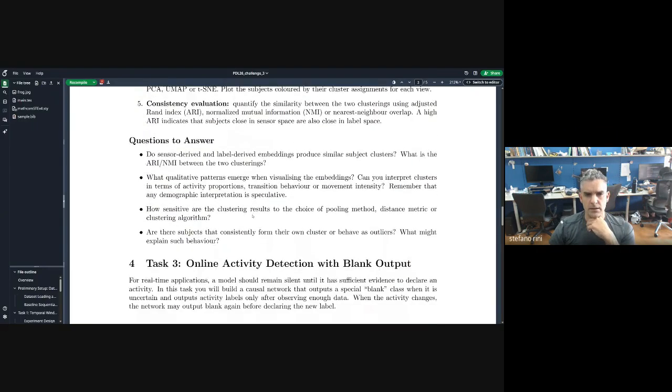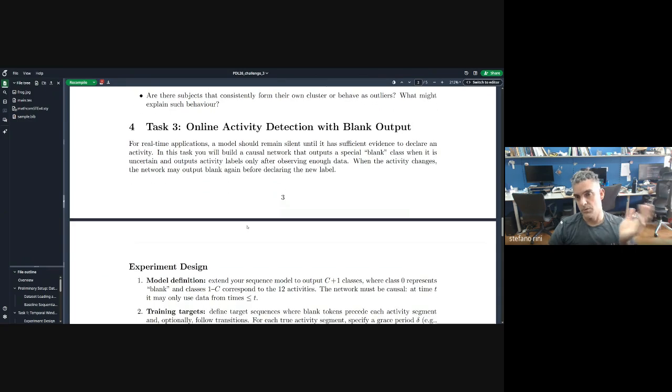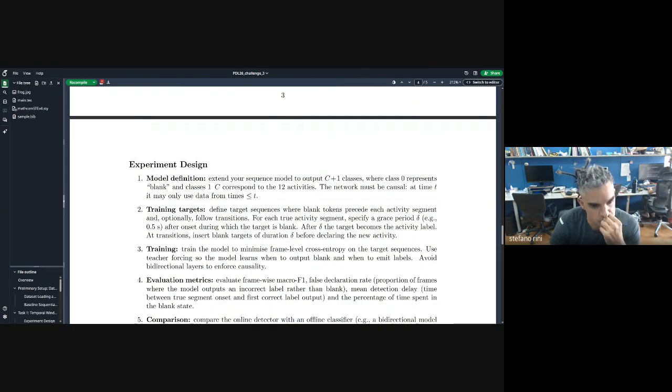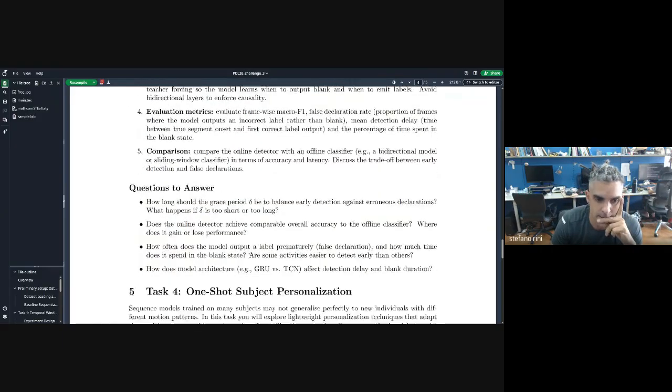And then you do the activity detection as a quickest detection. So now you build a network that looks at the embeddings and produces an activity label only when the network is sure that an activity is taking place. This is where you use the RNN start and stop command.